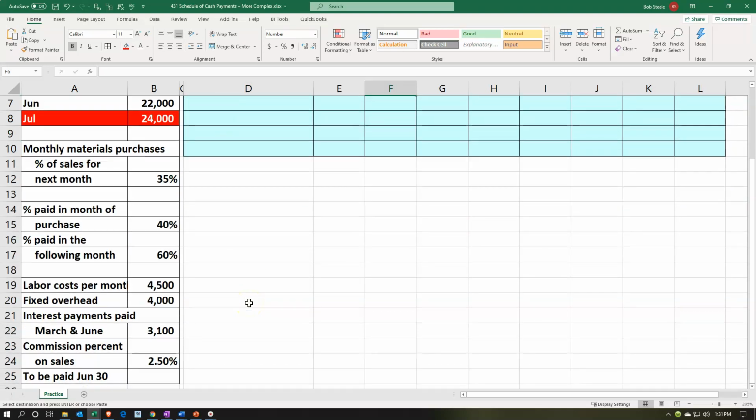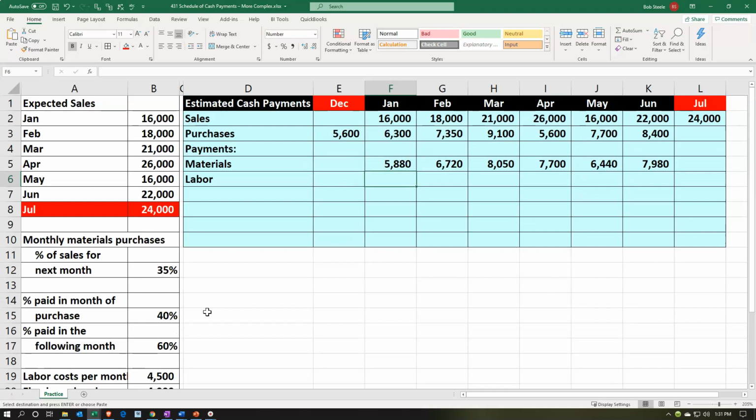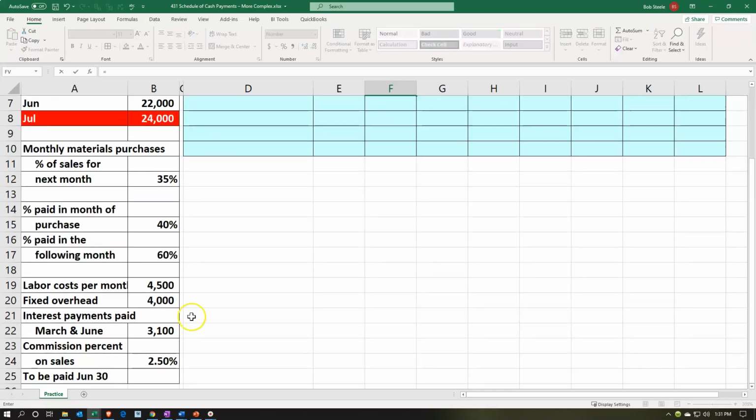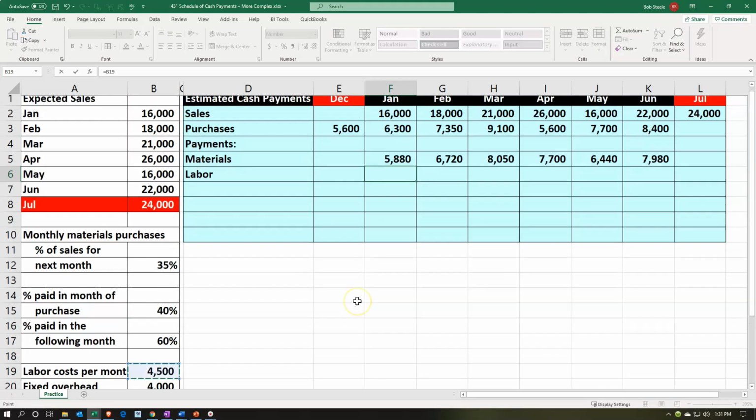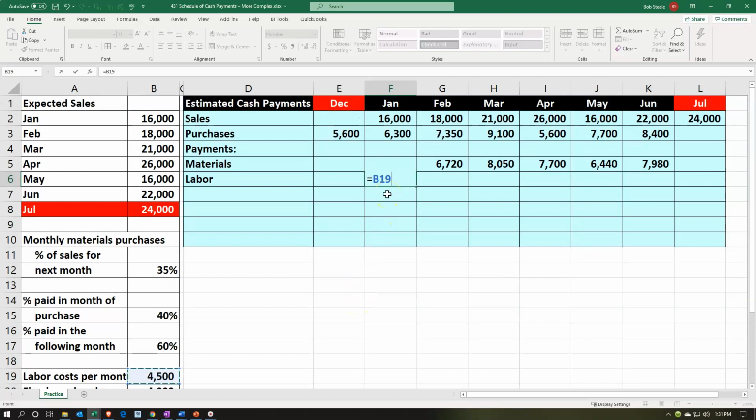We just estimated the actual number for labor, and it's going to be fixed at the 4,500. So a couple ways you could do this. You could say this equals the 4,500. I could then make this an absolute reference, selecting F4, enter, and then copying it across so that I can simply use the autofill to copy that across.